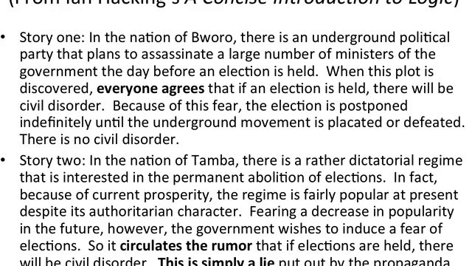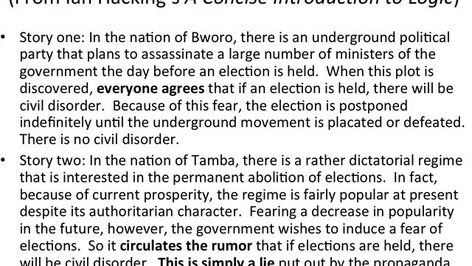There is no civil disorder. Story 2. In the nation of Tamba, there is a rather dictatorial regime that is interested in the permanent abolition of elections. In fact, because of current prosperity, the regime is fairly popular at present, despite its authoritarian character. Fearing a decrease in popularity in the future, however, the government wishes to induce a fear of elections, so it circulates the rumor that if elections are held, there will be civil disorder.